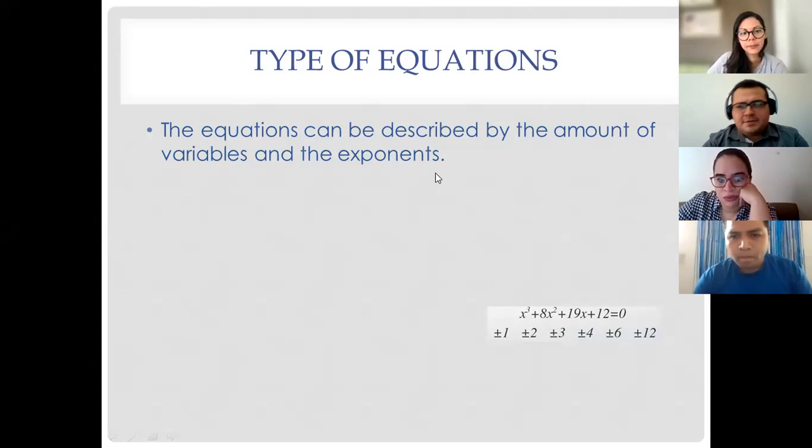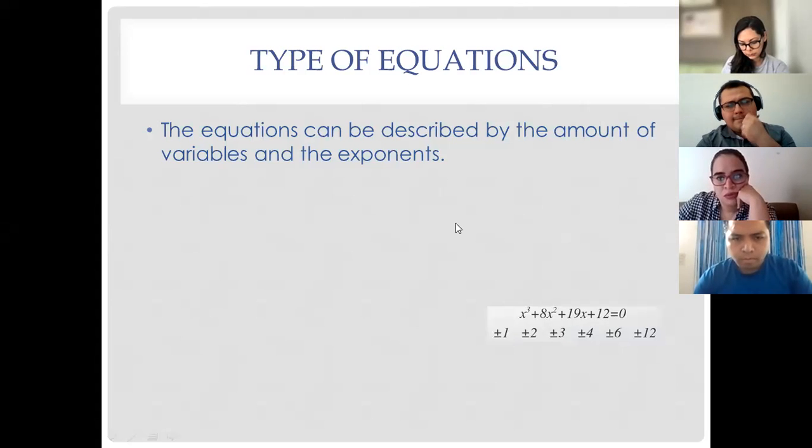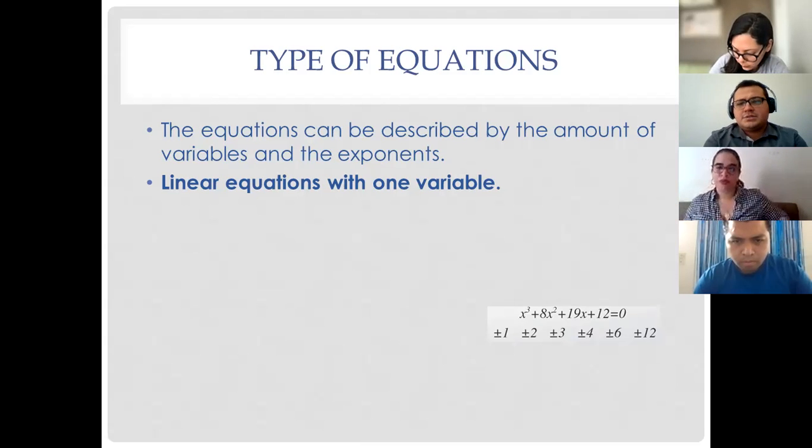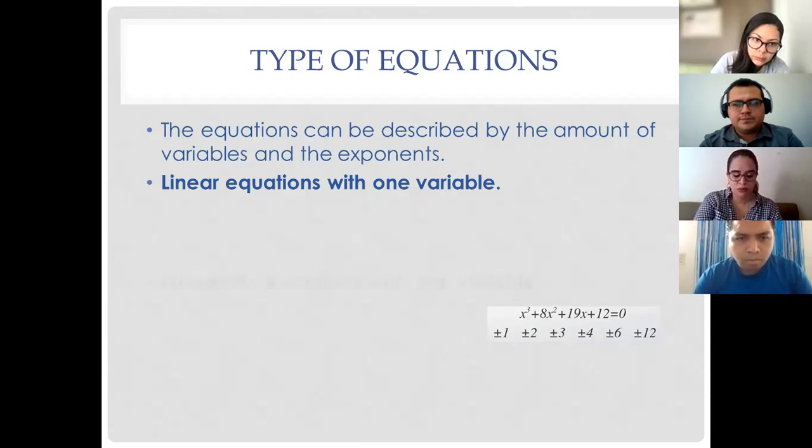And I want you to discover something interesting about this. So, the basic case: linear equations with one variable. I think that we already studied this one in the last presentation, and I think you know how to solve it. Even if we have variables on both sides, at the end it is just one variable with exponent 1. That's why it's called a linear equation with one variable.